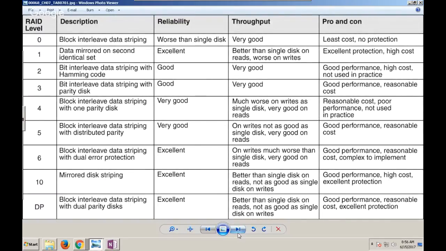Now, with RAID, what I care about from you guys is that you know what RAID is, okay? You know what the general levels of RAID are and what's different between them, as well as which ones are theoretical and which ones we actually use on a daily basis, because that's what you need to know for the real world, okay?